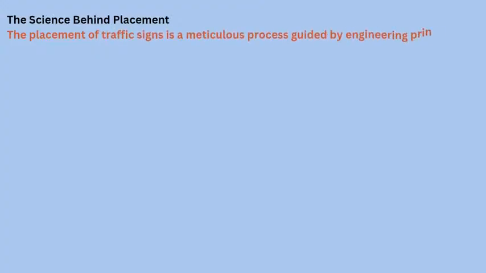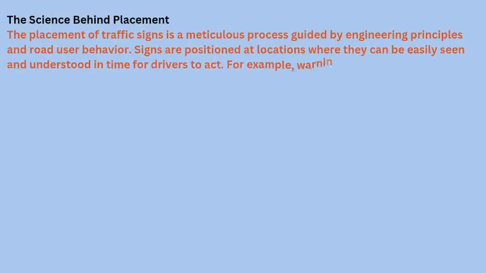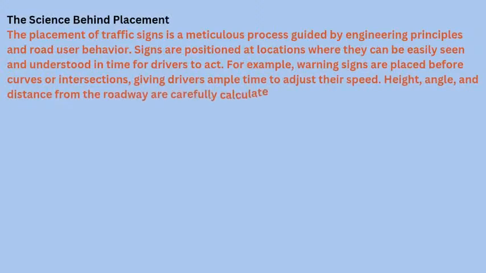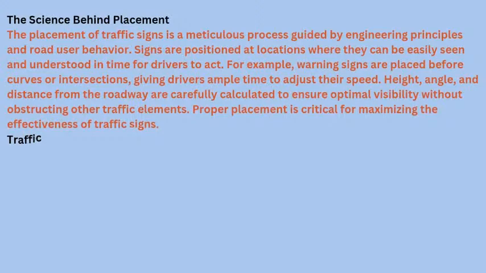The science behind placement. The placement of traffic signs is a meticulous process guided by engineering principles and road user behavior. Signs are positioned at locations where they can be easily seen and understood in time for drivers to act. For example, warning signs are placed before curves or intersections, giving drivers ample time to adjust their speed. Height, angle, and distance from the roadway are carefully calculated to ensure optimal visibility without obstructing other traffic elements. Proper placement is critical for maximizing the effectiveness of traffic signs.